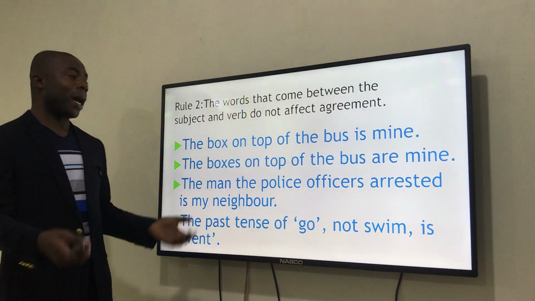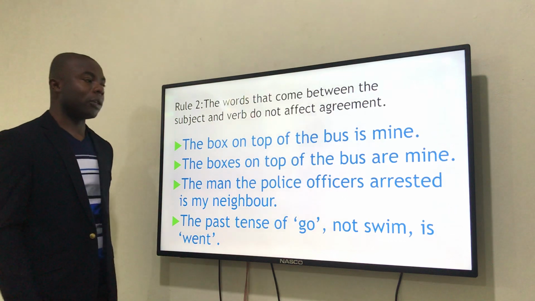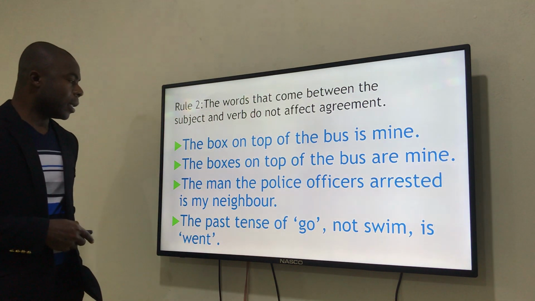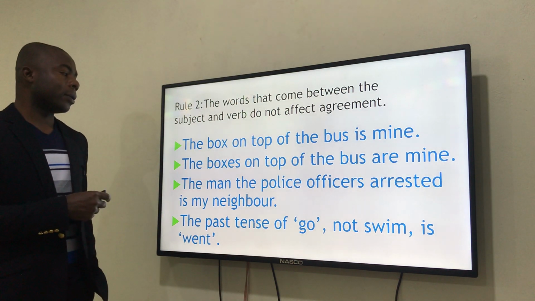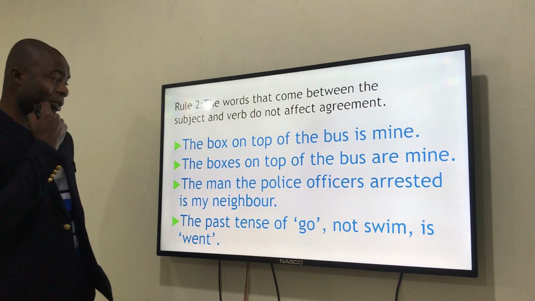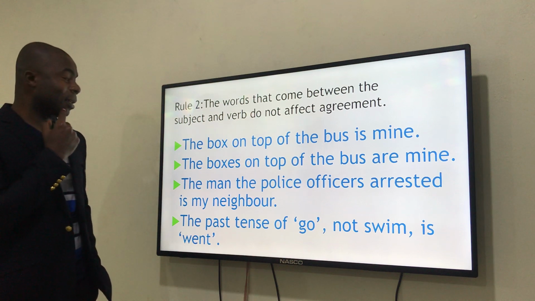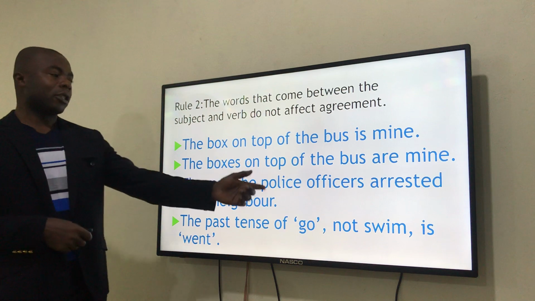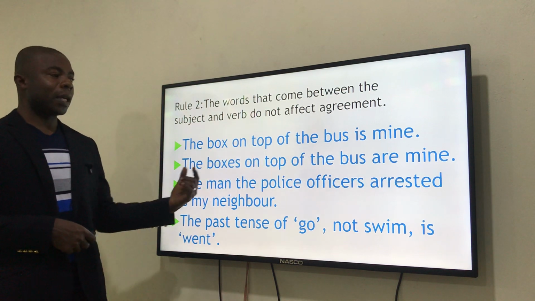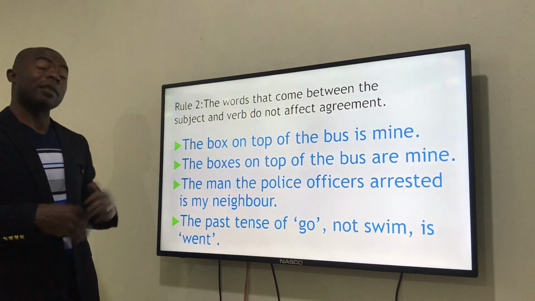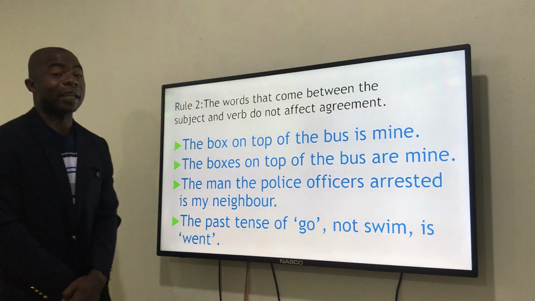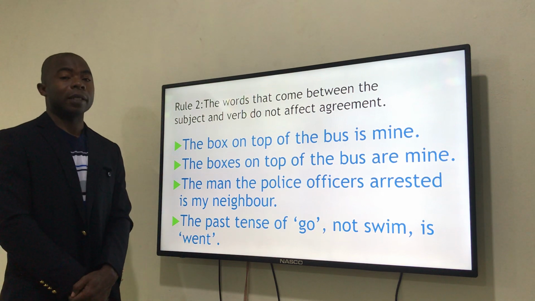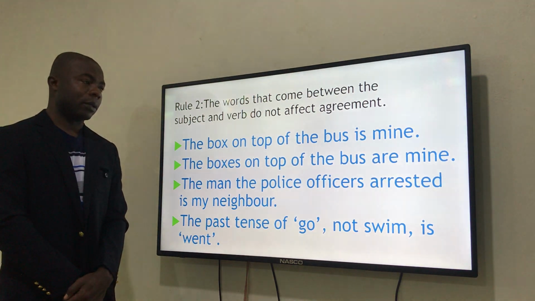The box is mine, but of course, where is the box? On top of the bus, coming between the subject and the verb. Then the boxes on top of the bus are mine. So "on top of the bus" is coming between the boxes and the verb "are." So the sentence simply is, the boxes are mine. On top of the bus is simply coming between the subject and the verb.